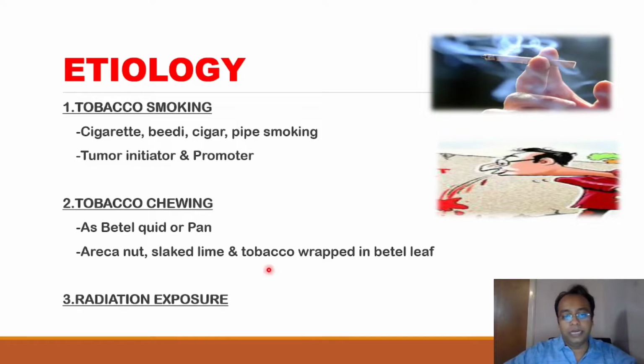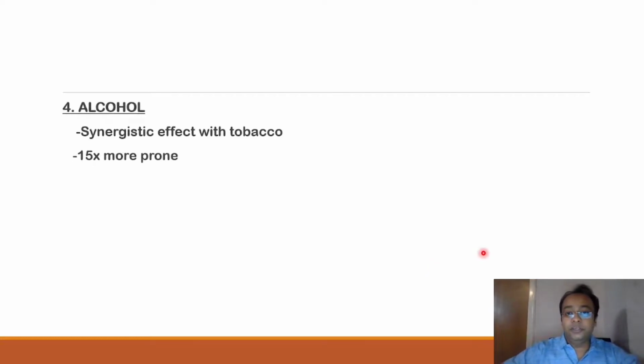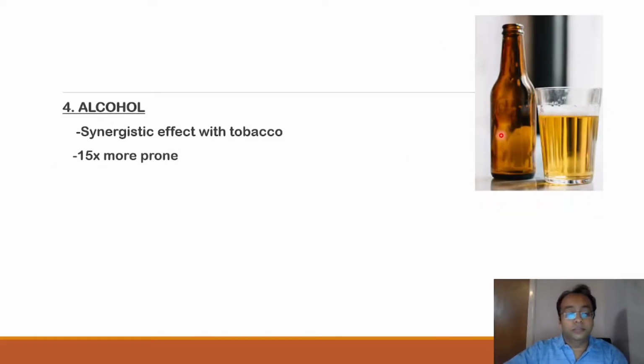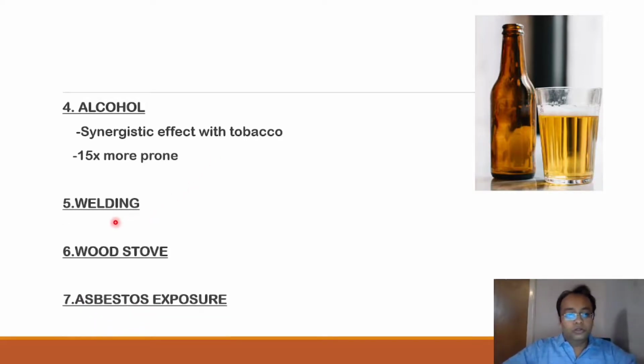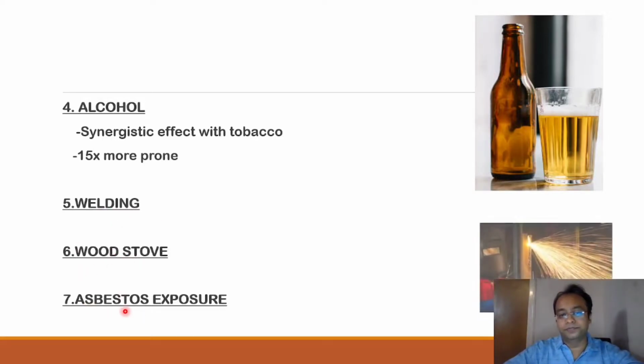The third etiological factor for the development of SCC is radiation exposure, right? Now, very interestingly, the fourth etiological factor is alcohol. It has a synergistic additive effect along with tobacco. So if a patient is a tobacco smoker and drinks alcohol as well, then the chance of developing squamous cell carcinoma is 15 times more, right? So alcohol is a very important etiological factor. Other etiological factors could be welding workers, wood stove exposure and asbestos exposure.